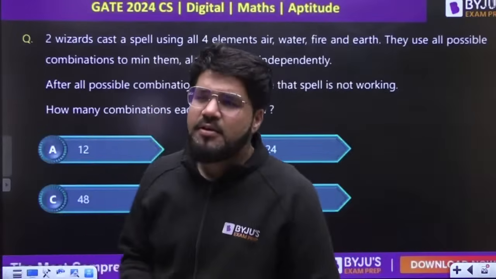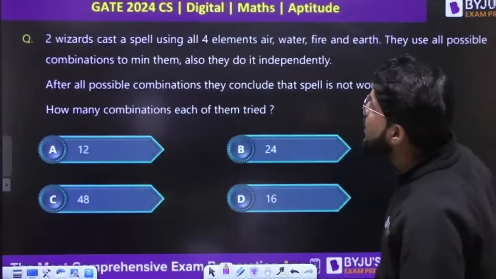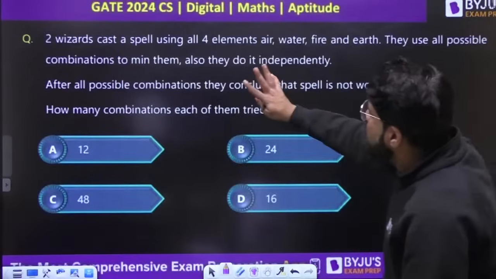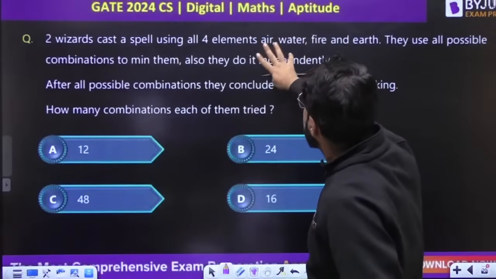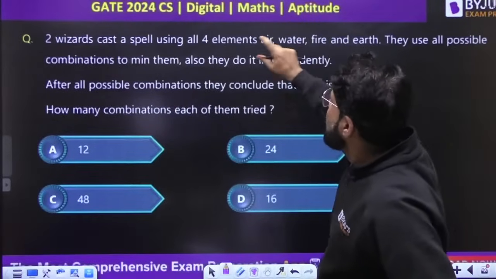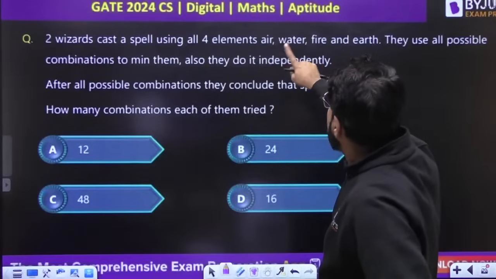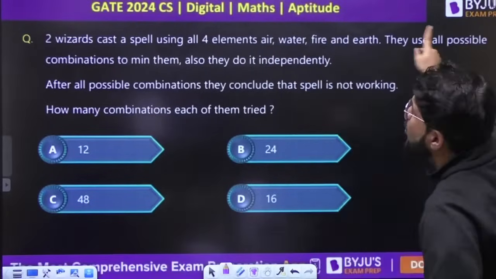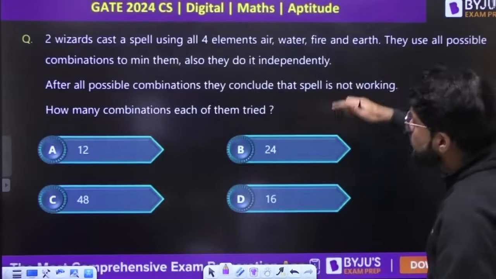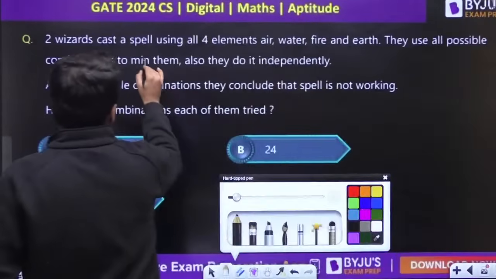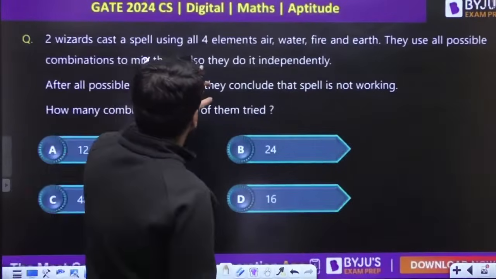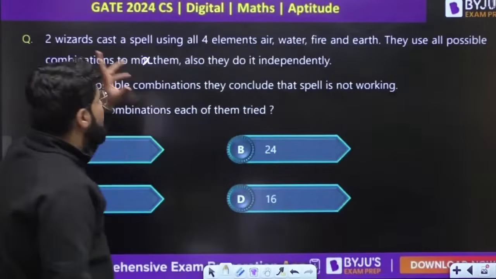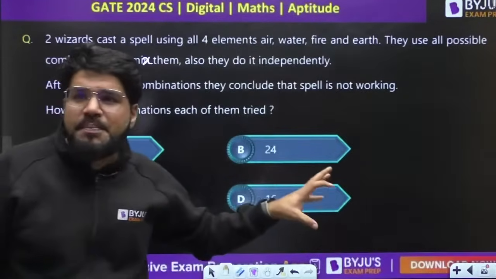It is basically a counting question, but the language is interesting here. Two wizards cast a spell, using 4 different words. They will make a spell using all 4 elements, that is air, water, fire, and earth. They use all possible combinations to mix them. Also, they do it independently, meaning both wizards will do all the combinations independently.